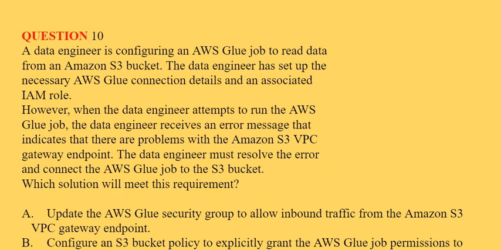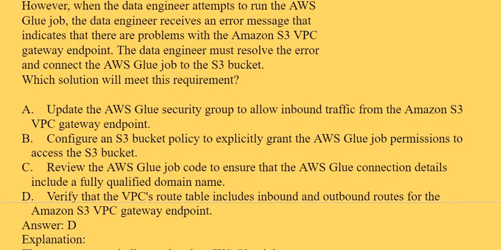Question is, a data engineer is configuring an AWS Glue job to read data from an Amazon S3 bucket. The data engineer has set up the necessary AWS Glue connection details and an associated IAM role. However, when the data engineer attempts to run the AWS Glue job, the data engineer receives an error message that indicates that there are problems with the Amazon S3 VPC gateway endpoint. The data engineer must resolve the error and connect the AWS Glue job to the S3 bucket. Which solution will meet this requirement?